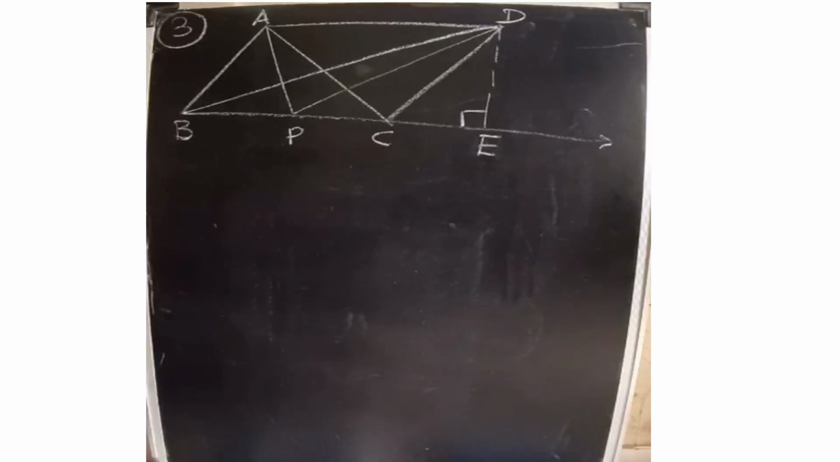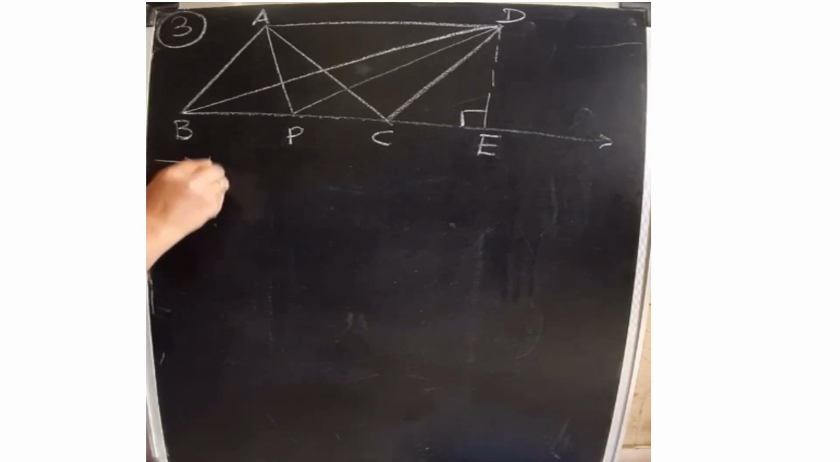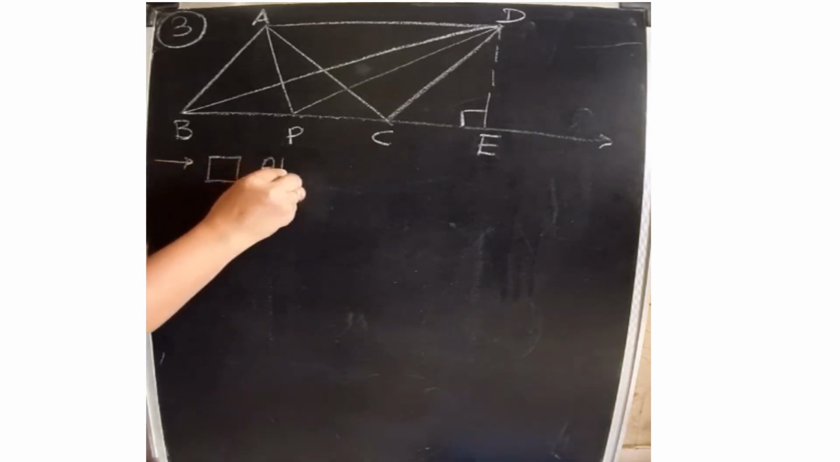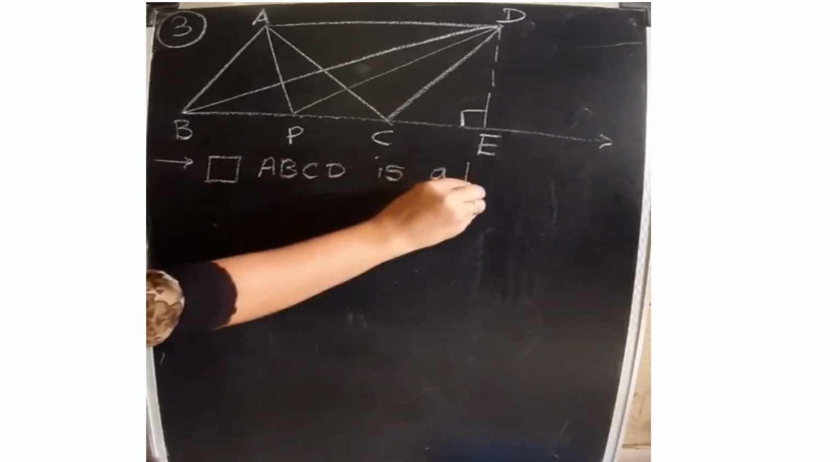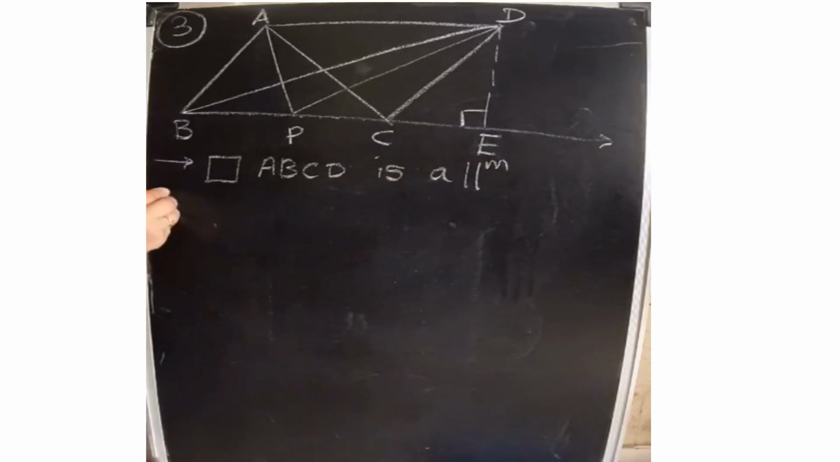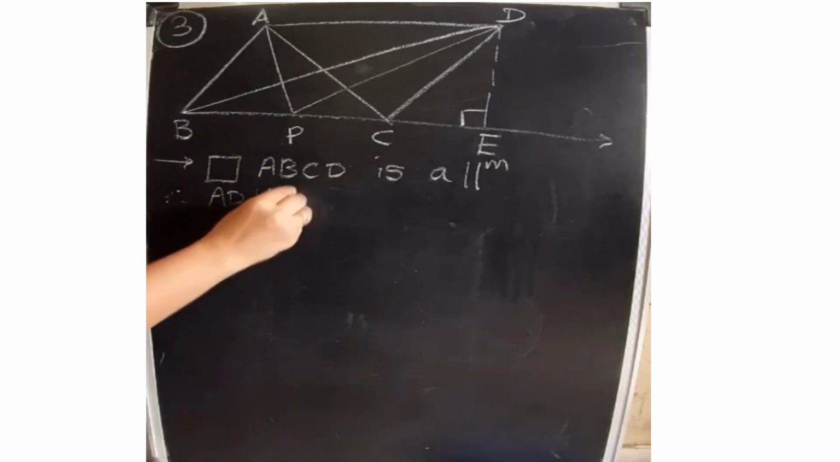Solved problem number 3 from page number 4. Quadrilateral ABCD is a parallelogram. P is any point on side BC. Find two pairs of triangles with equal areas. Now if you observe the diagram, quadrilateral ABCD is a parallelogram, and I observe four triangles in this diagram. As ABCD is a parallelogram, AD is parallel to BC.